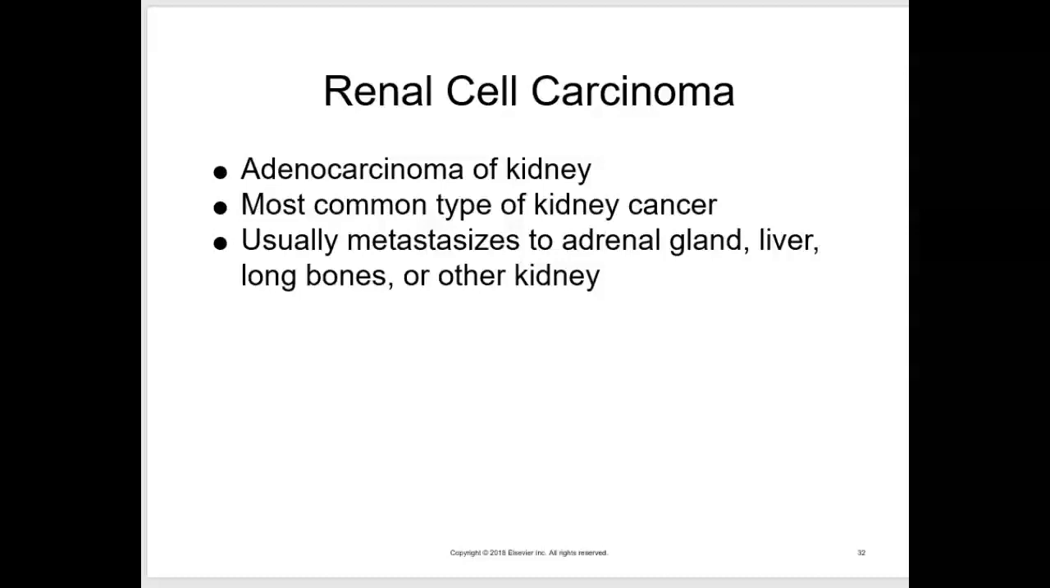The cancer usually spreads to the adrenal gland, which you know is on top of the kidneys, liver, lungs, long bones, and the other kidney. When the cancer surrounds a ureter, hydroureter and obstruction may result.